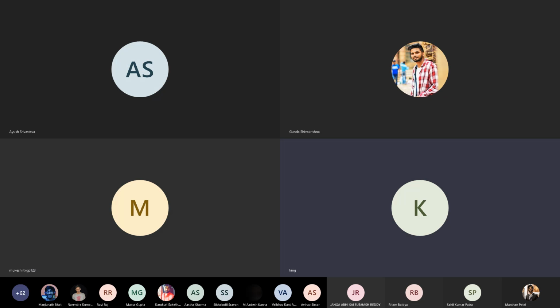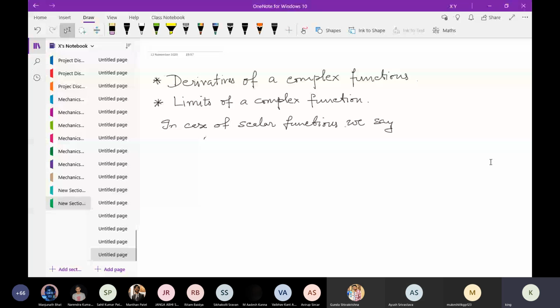So yes, we'll begin again. We are talking about the derivatives of a complex function, and inevitably that leads to some discussion about the limits of a complex function.